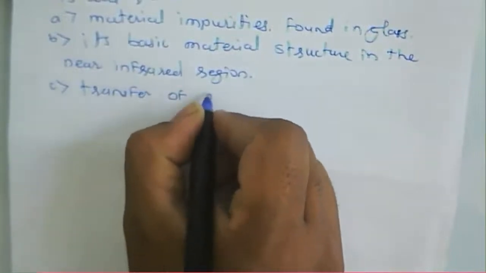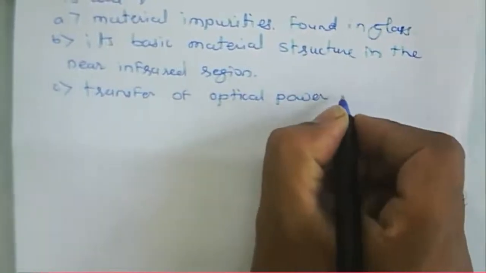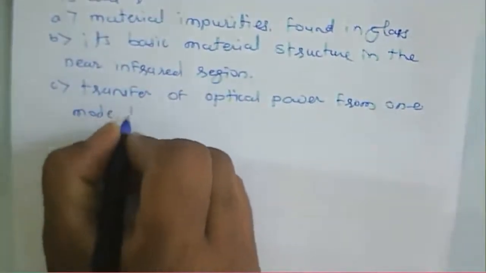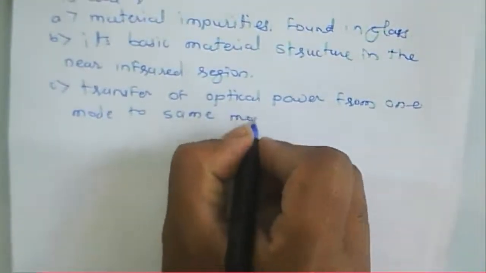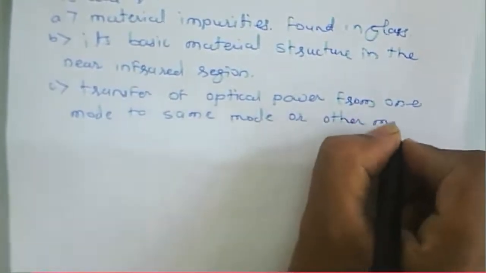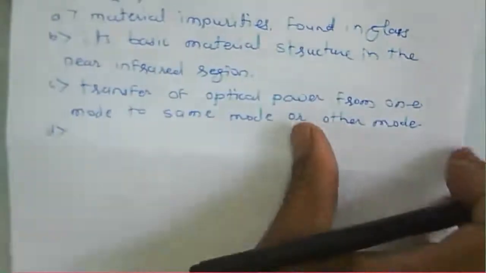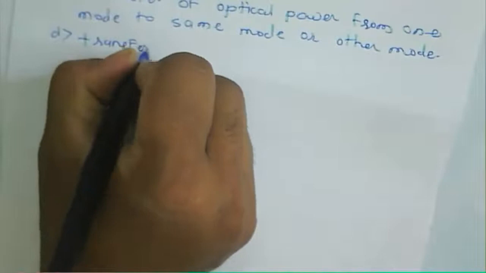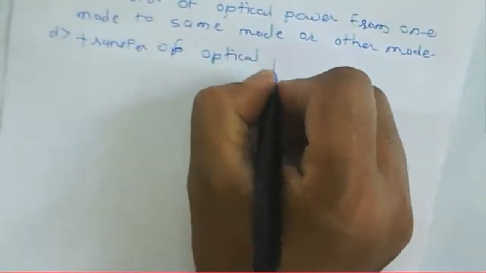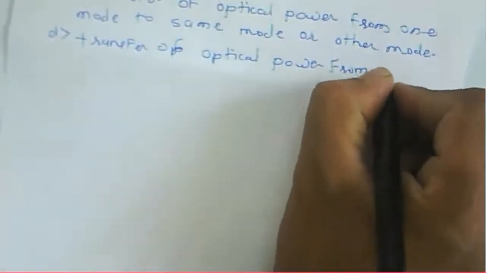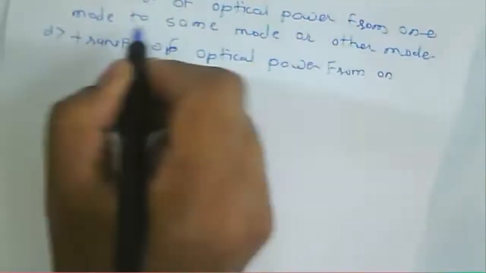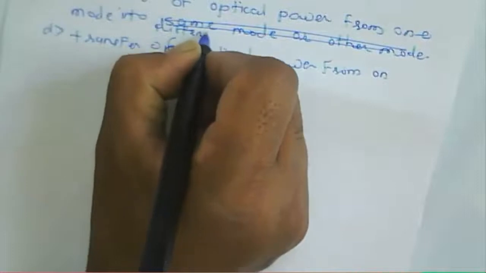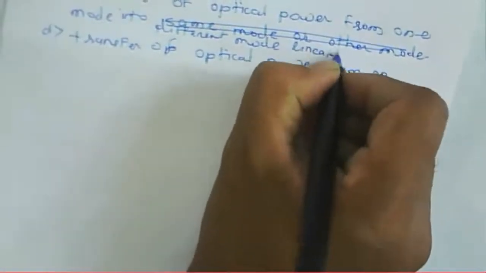Then C, transfer of optical power from one mode to the different mode linearly.